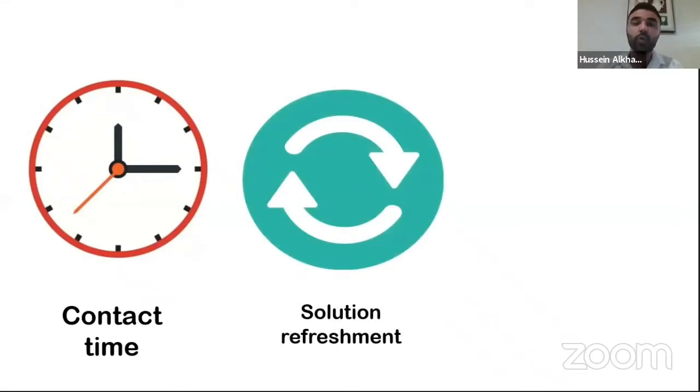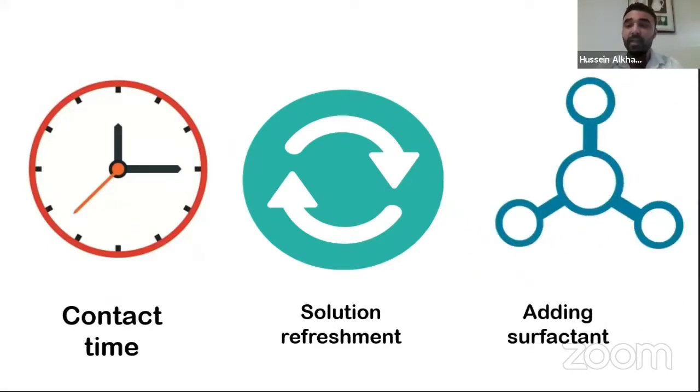Another factor is solution refreshment. By periodically refreshing the sodium hypochlorite solution inside the root canal, we are increasing the available chlorine ions that are active on the root canal walls. And the last factor is surfactants. These are agents intended to increase the tissue penetration ability of the sodium hypochlorite inside the root canal wall and increase its penetration rate. But some studies have reported that these surfactants may reduce the available chlorine ions of sodium hypochlorite.